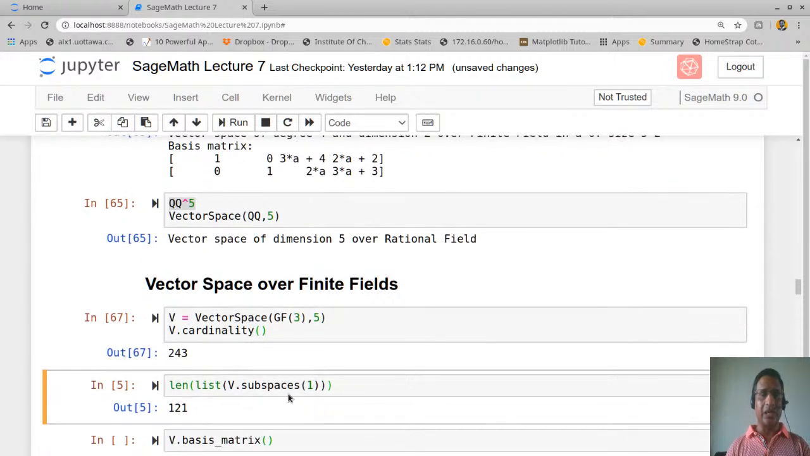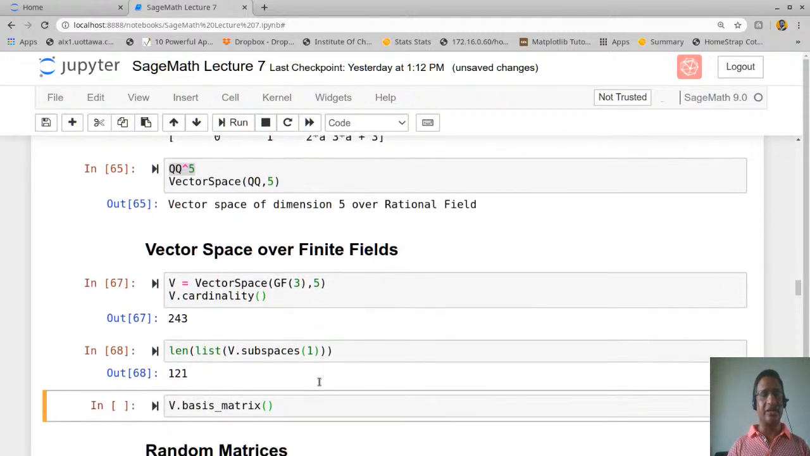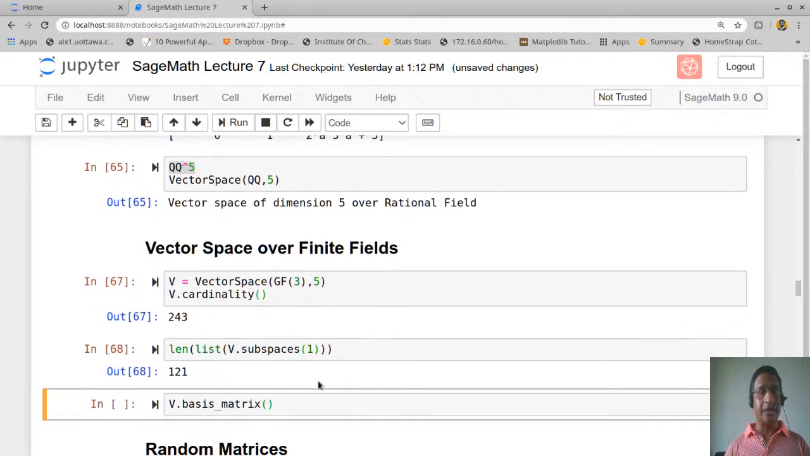Not only that, you can even list all the subspaces in that. So that's something which is very nice. If I look at V.subspaces of dimension 1, and then make a list of that, and then count how many there are, it says that there are 121 subspaces of dimension 1 in this vector space.